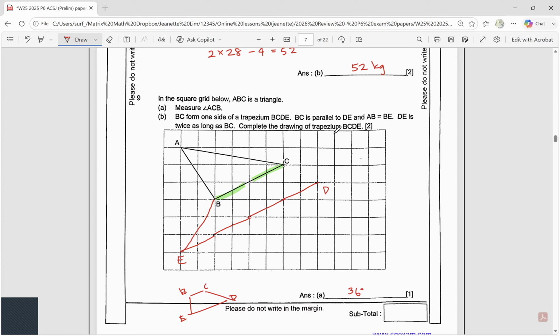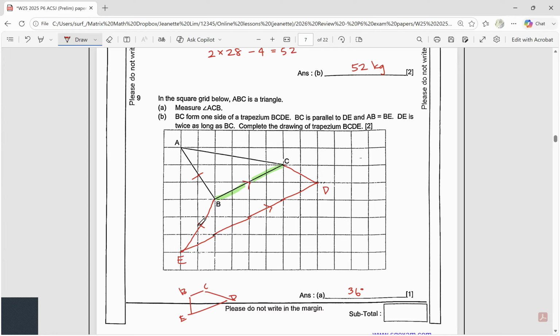Then check if you fulfill everything. BC parallel to DE, okay. AB equals BE, okay. DE is twice of BC, okay. So then that's done. Then you connect this. Okay, you have parallel lines, equal lines. So this is your answer for part B.